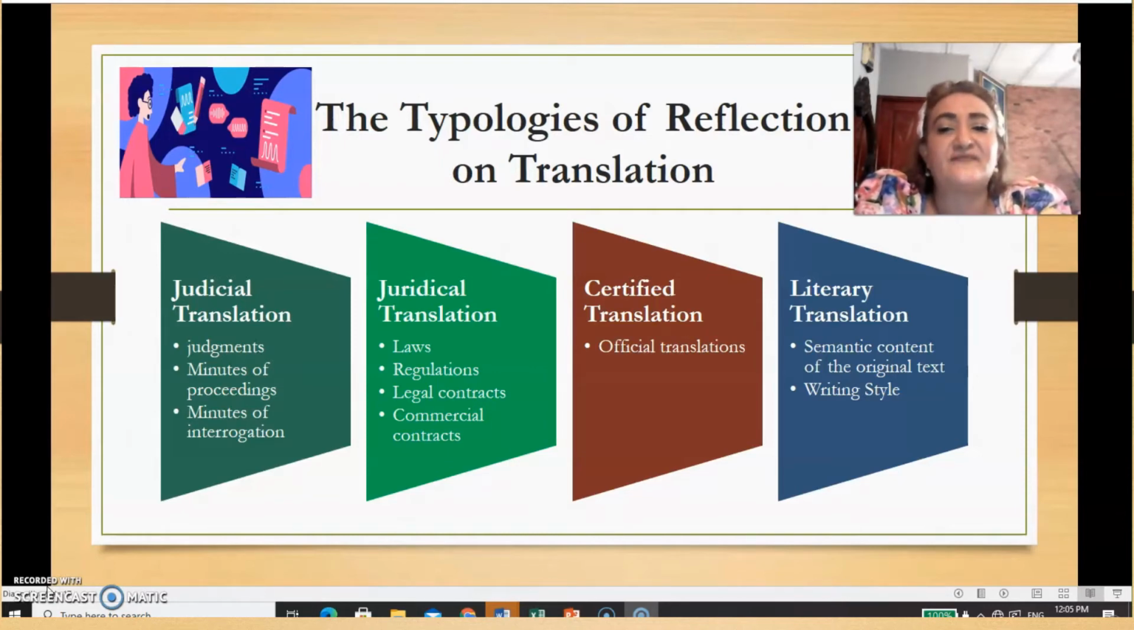Certified translation: translators use their signature to authenticate official translations. Literary translation, which is the last one, focuses on the semantic content of the original text. It takes into account the author's writing style.